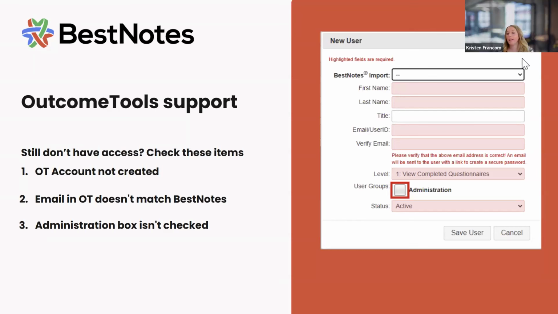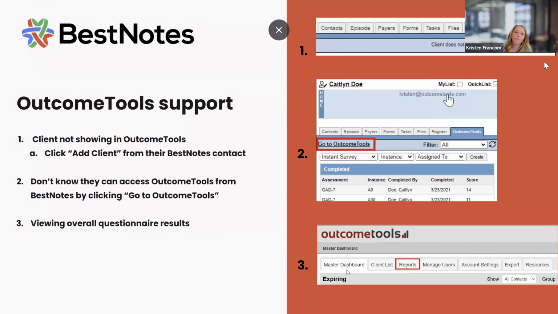And then the third, again, if that administration checkbox is not checked, you will get a "you are not an OutcomeTools user" error on your OutcomeTools tab in BestNotes. So make sure that you check these three items if you're still getting a "you're not an OutcomeTools user."